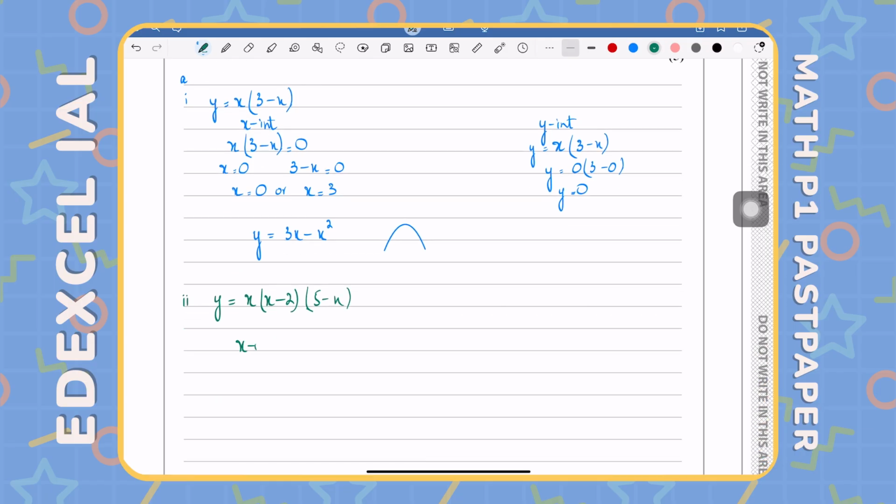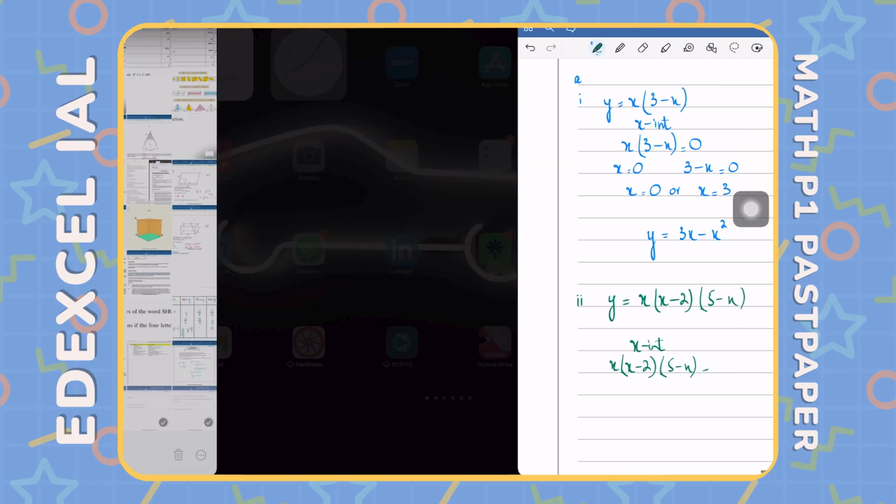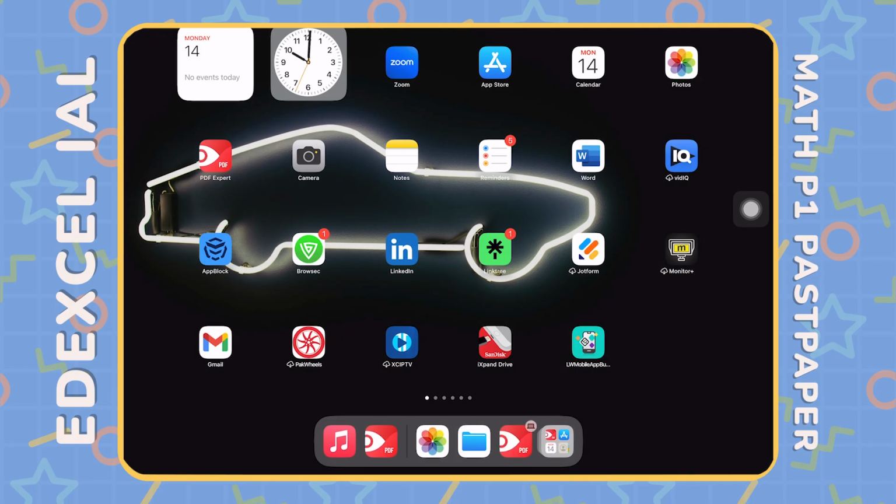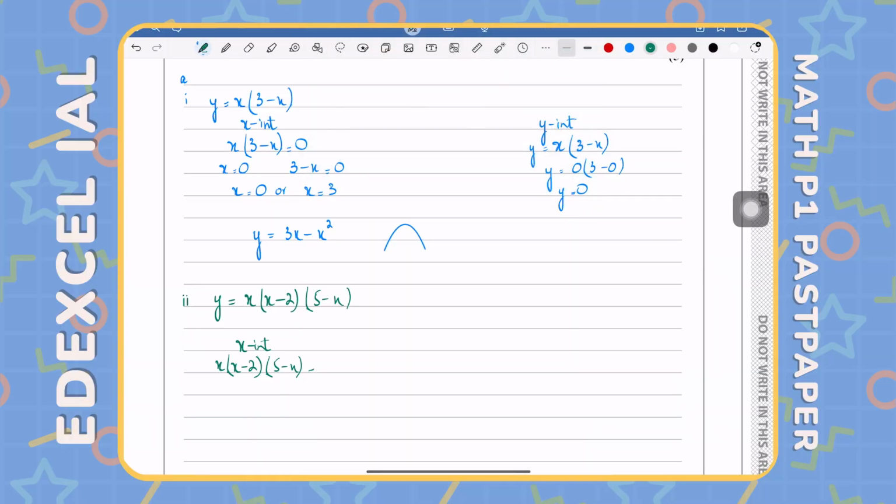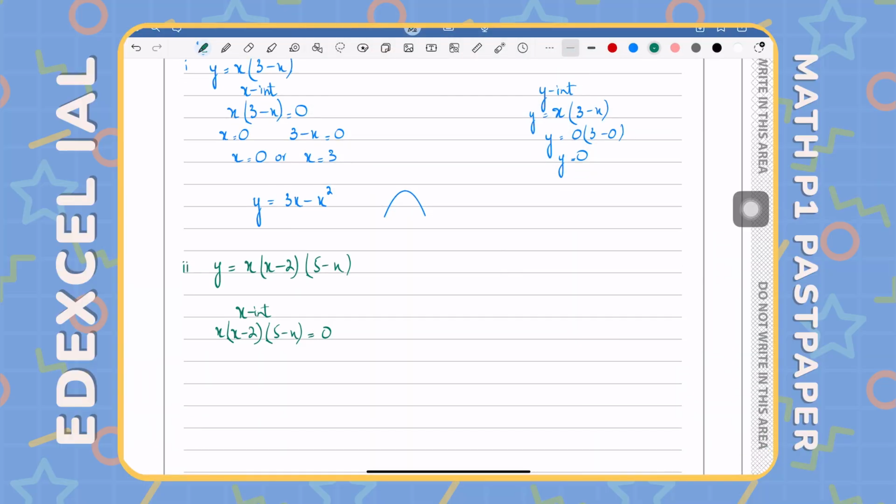Now let's start with the x-intercepts. For the x-intercepts, as we saw, we're going to equate y to 0. So x times (x minus 2) times (5 minus x) equals 0. That means x equals 0 or x equals 2 or x equals 5. So we have three x-intercepts: 0, 2, and 5.